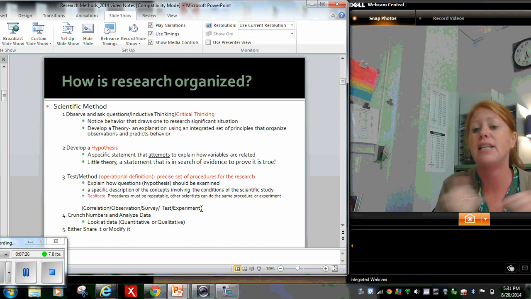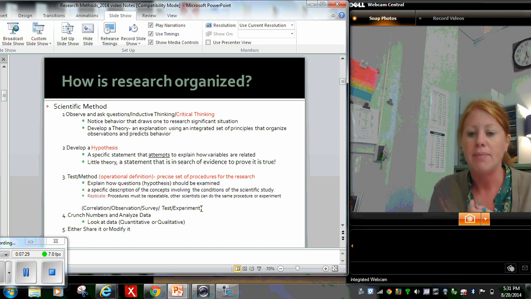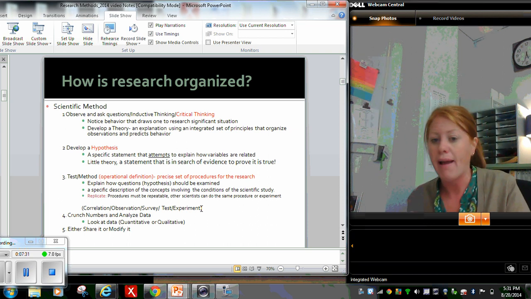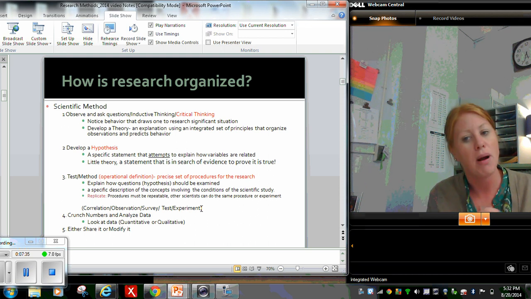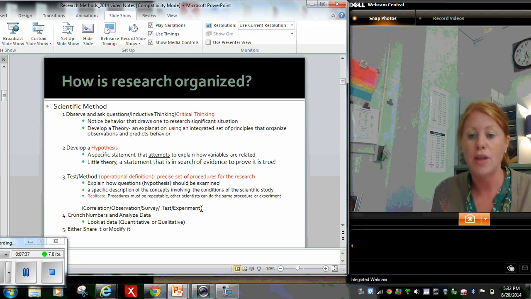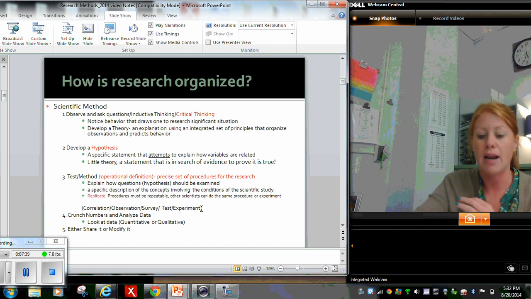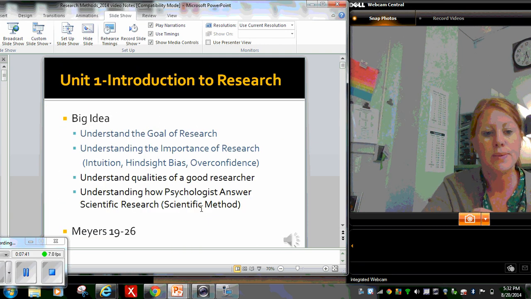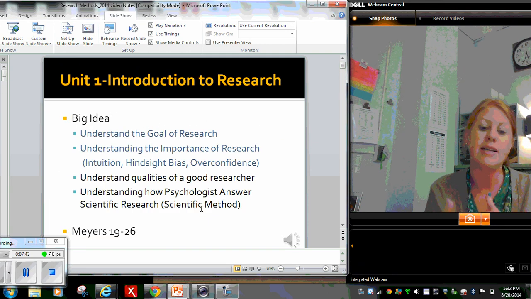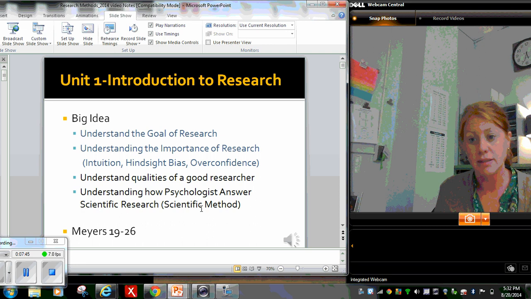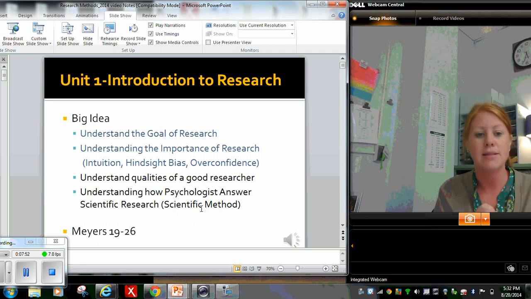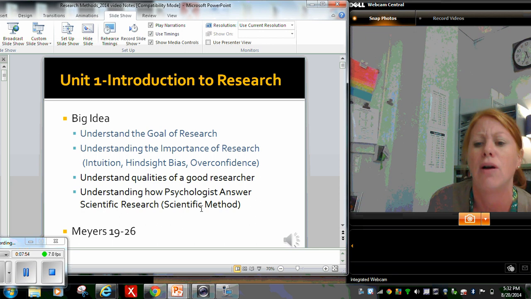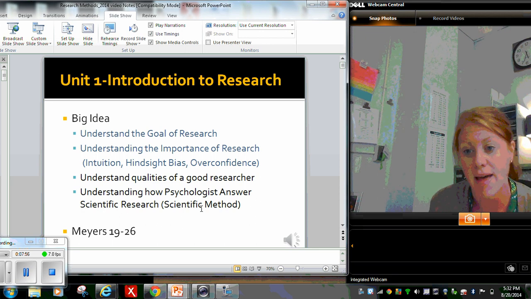So here is the introduction to research. I would take a look at the book, make sure that you have reviewed all the information for the beginning part of research. Make sure that you are able to understand the goals here. Why is research important? How do intuition, hindsight bias, and overconfidence impact us as individuals? Why do we need to do research? What are some good qualities of a researcher? Okay, and then lastly, make sure you know the process of the scientific method.